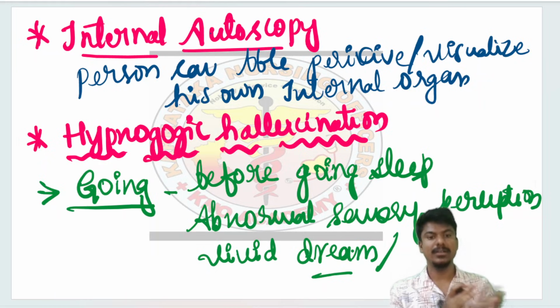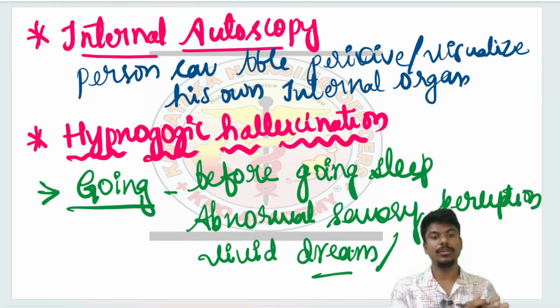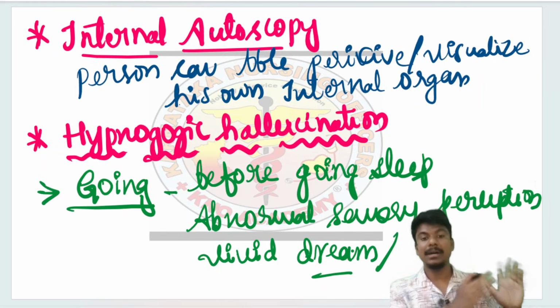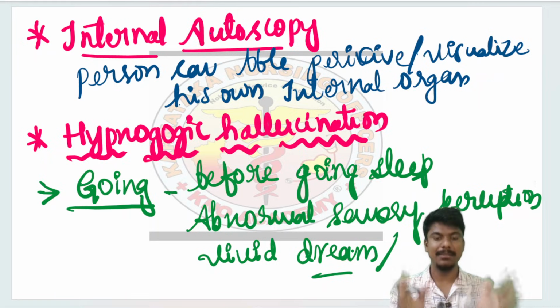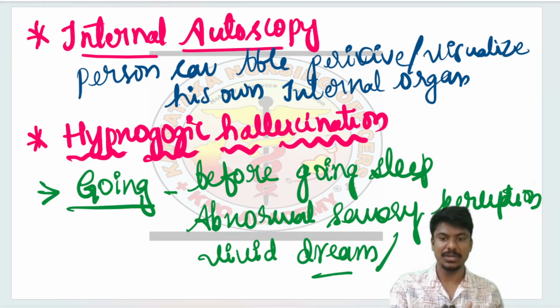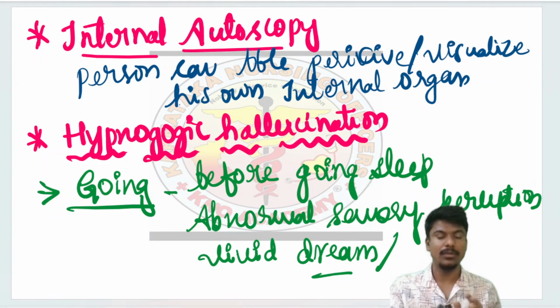This happens before going to sleep, that is, from the awakeful to the sleep stage. In that transition phase, when you go on the bed and try to sleep, moving from wakefulness to the sleep stage, you will have abnormal sensory perception, vivid kinds of dreams. That is called hypnagogic hallucination. All of you clear what we mean by hypnagogic hallucination?